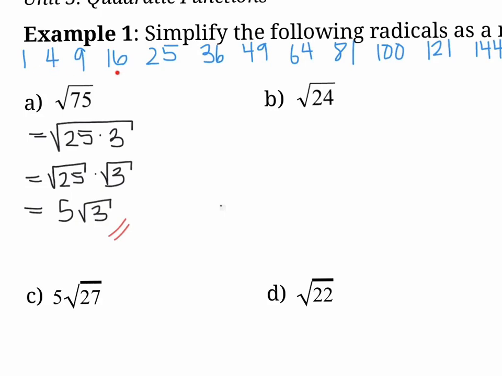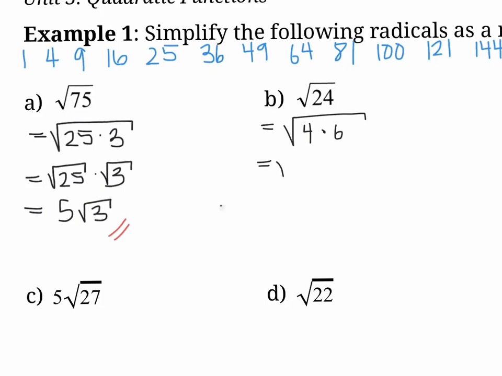9 is not a factor. 16 is too big. So the biggest perfect square factor of 24 is 4. So let's break this guy up into the square root of 4 times 6. I always like to write the one that I know is going to simplify first. You don't have to do that, but because it's going to be the coefficient anyways, it makes sense.